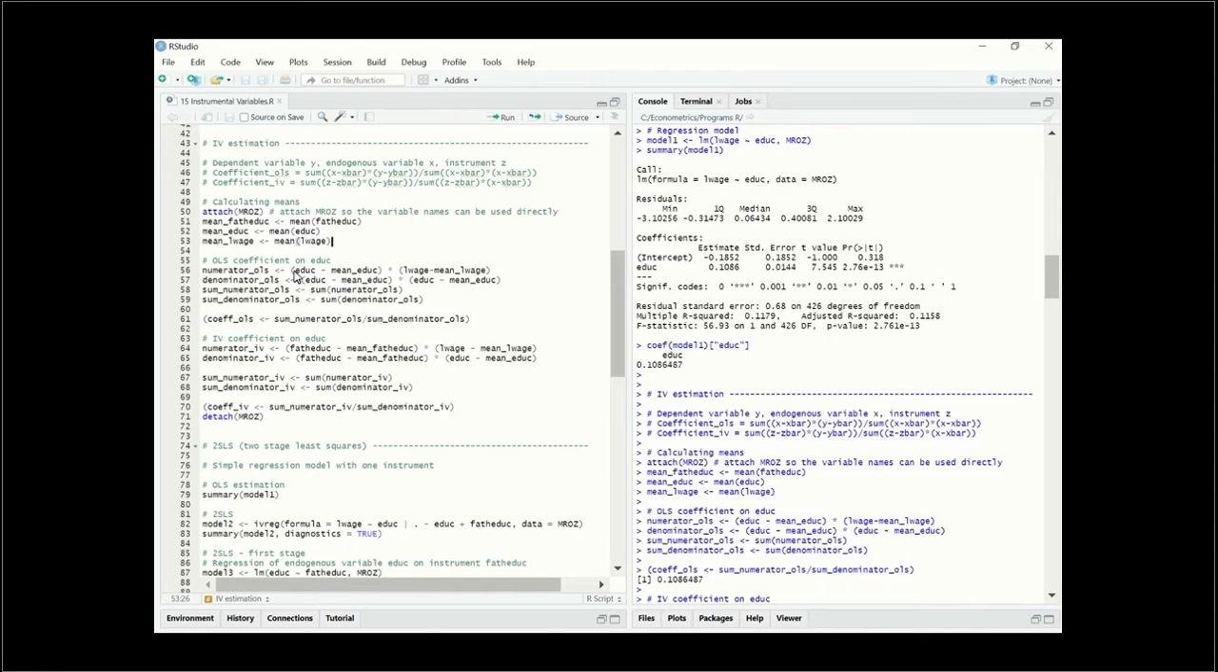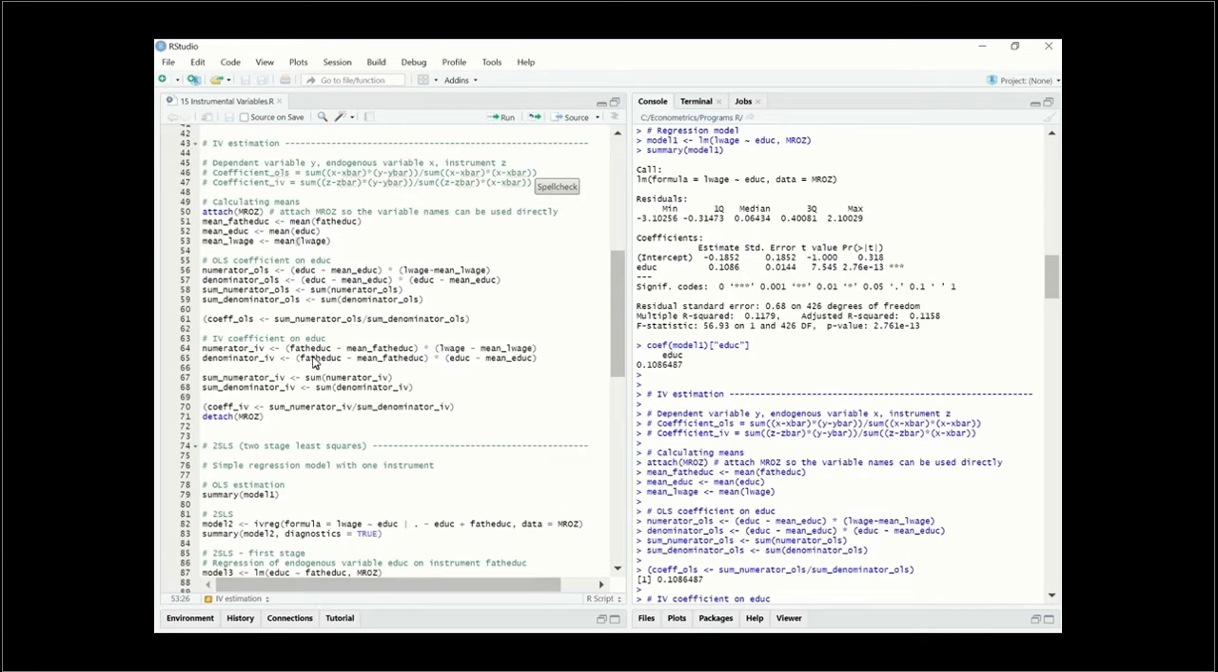So to do that, we're going to have to do education minus mean education times log of wage minus mean of log of wage. And then education minus mean education times education minus mean education. So basically, I'm replacing here this formula where y is log of wage and x is education, and then I'm summing up these expressions and then dividing them, and this is going to be the coefficient using the OLS method.